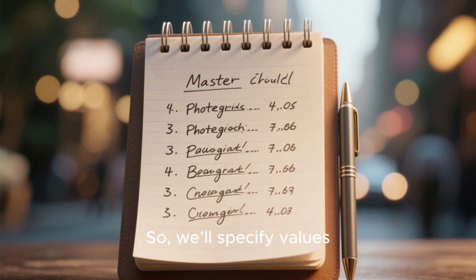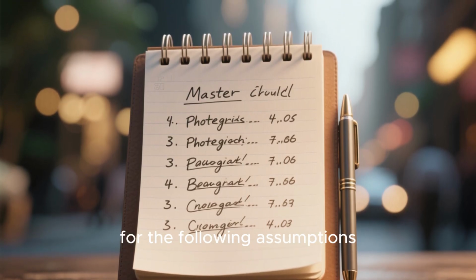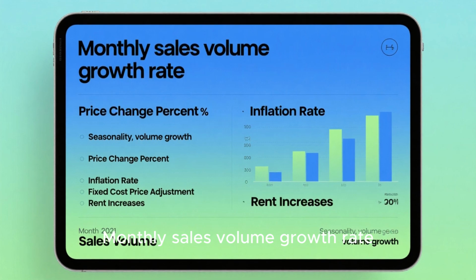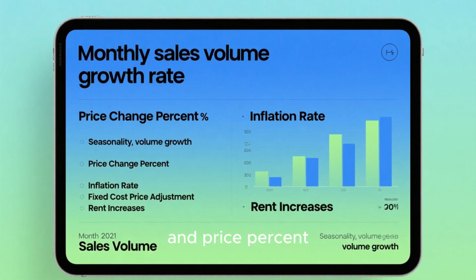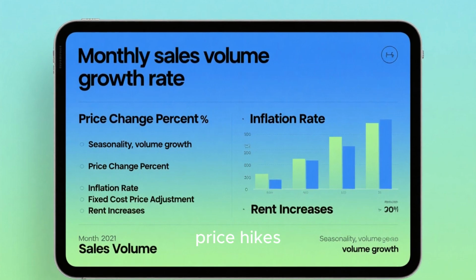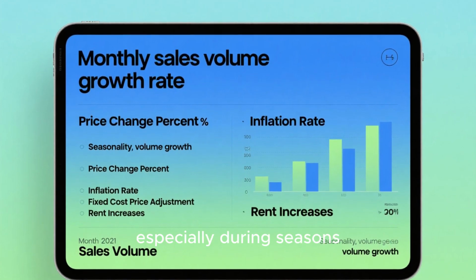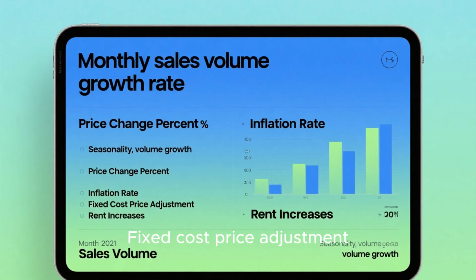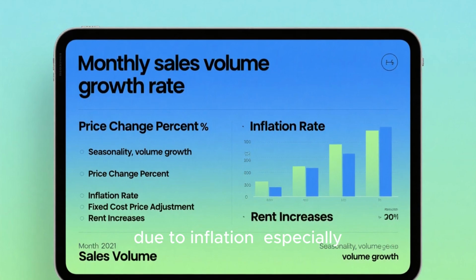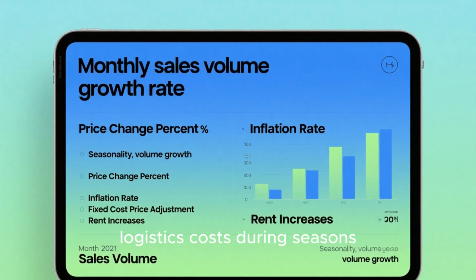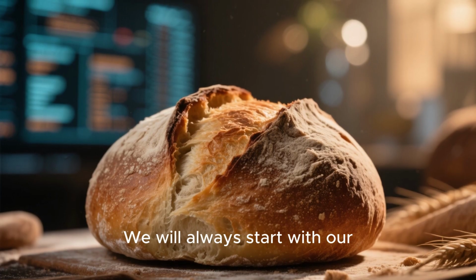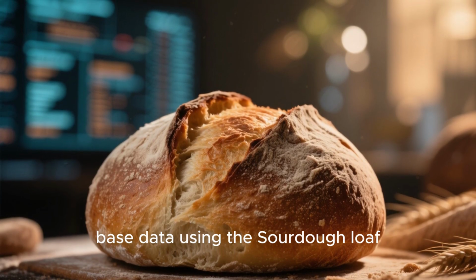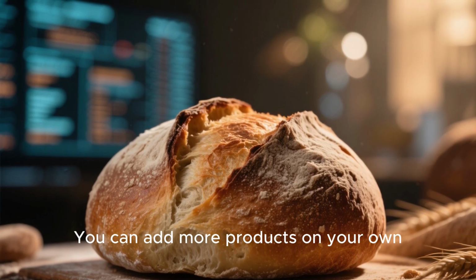So, we'll specify values for the following assumptions: monthly sales volume growth rate, seasonality volume growth and price percent, inflation rate/price hikes, especially during seasons, fixed cost price adjustment due to inflation, especially logistics costs during seasons or sudden rent increases. We will always start with our base data using the sourdough loaf. You can add more products on your own.